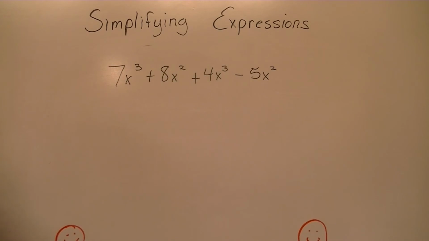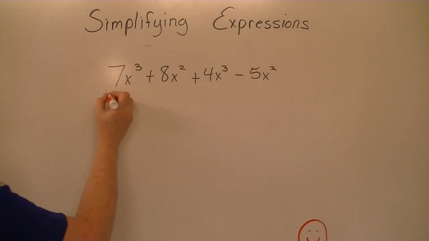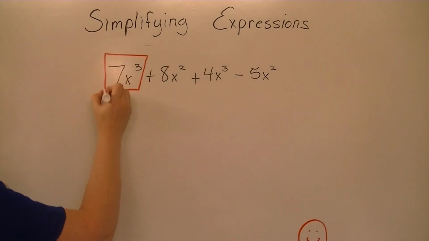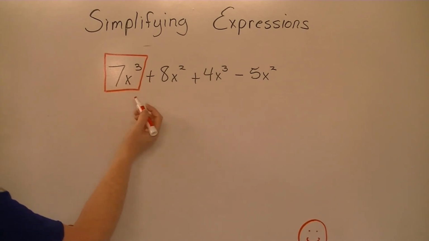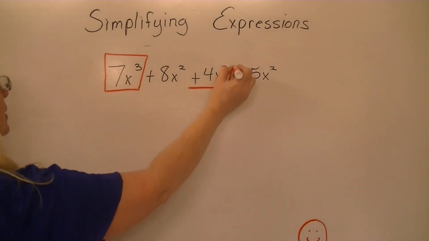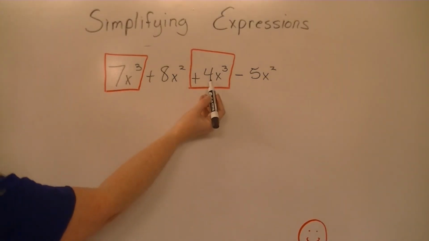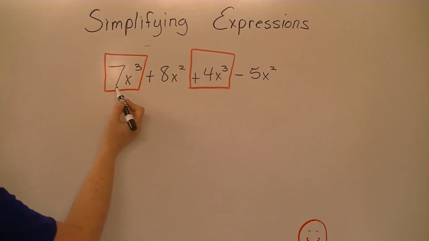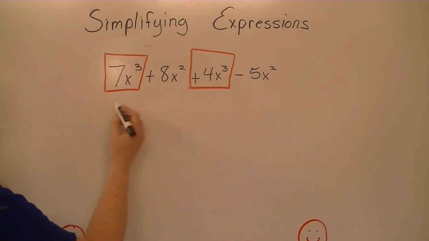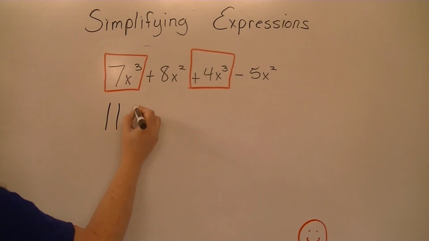Now, I see that we have an x to the third power. So I'm going to look for another one that matches x to the third power. And here it is. I'm going to take the sign in front of it. So we can see that this one's positive and this one's positive. So all I do is add the 7 and the 4, and that would give me 11, and then I just keep my x cubed.